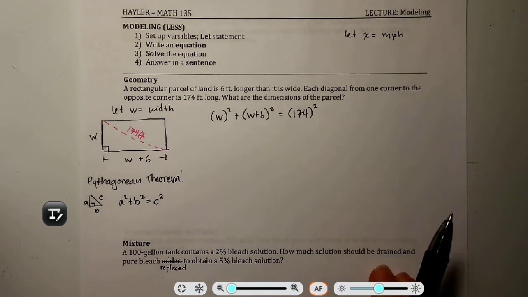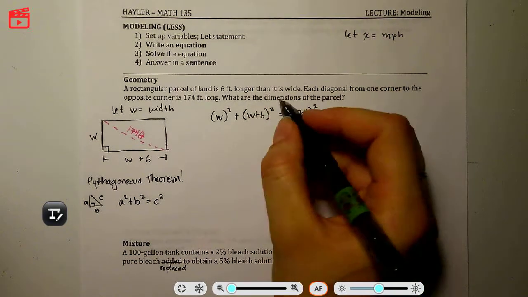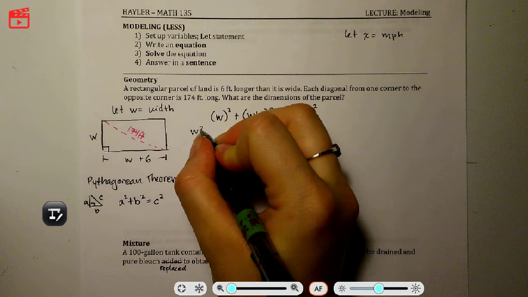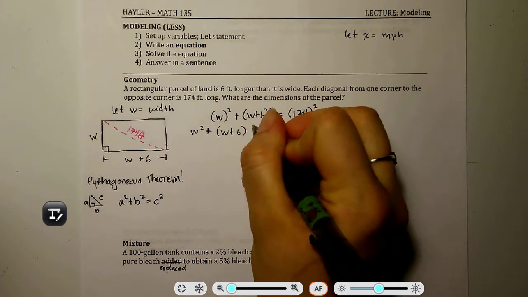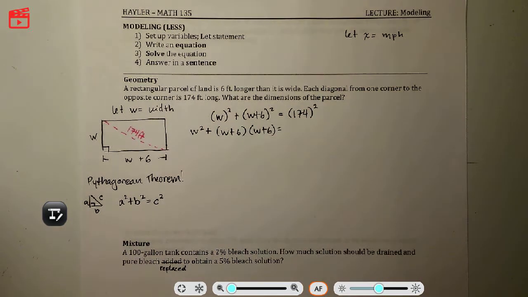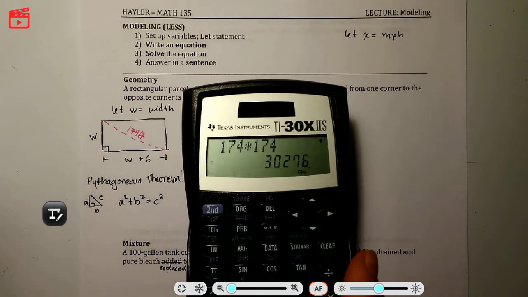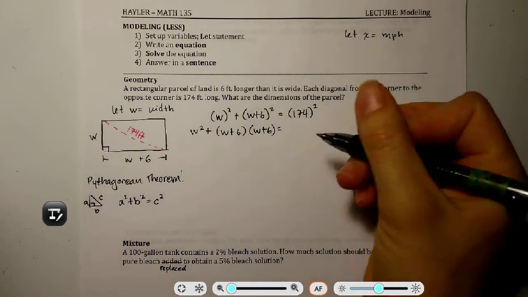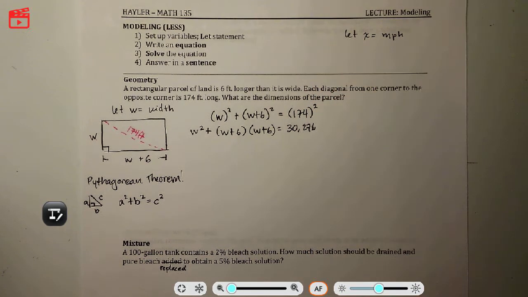All right, so let's go ahead and solve this equation. Let's just simplify the left side here. That's going to be w squared plus, now this means w plus 6 times w plus 6. All right, and I'm going to use my calculator to multiply out 174 times 174. And what did I get? Can you see that? That value right there. 30,276. Okay.